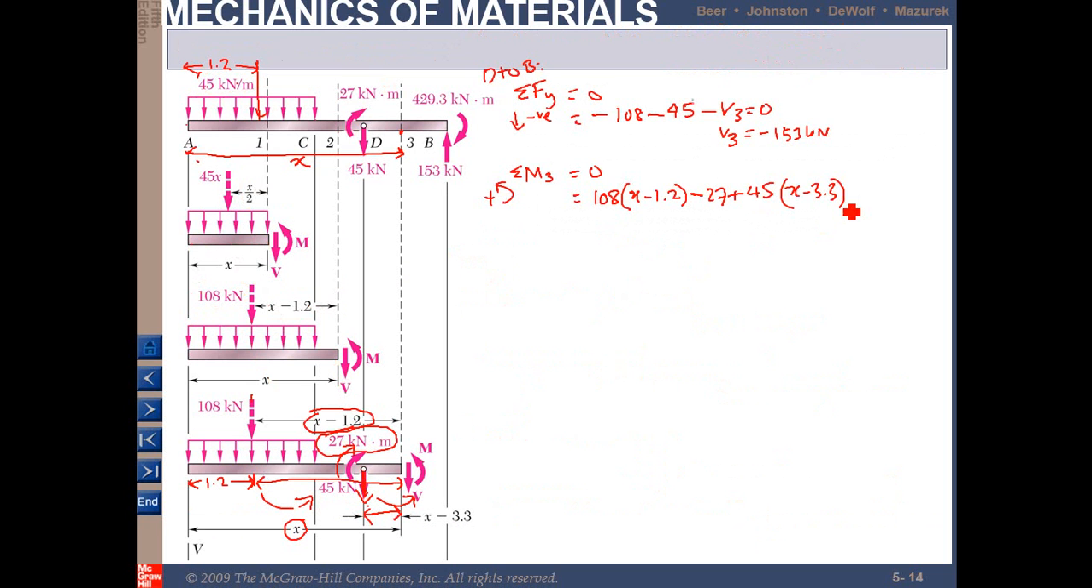Okay, so you get, and then you plus M3, which is equal to 0. So M3, you times this, you times this, and then you times this, you times this, and you solve the problem, you get 305.1 minus 153x kilonewton meter. Okay.